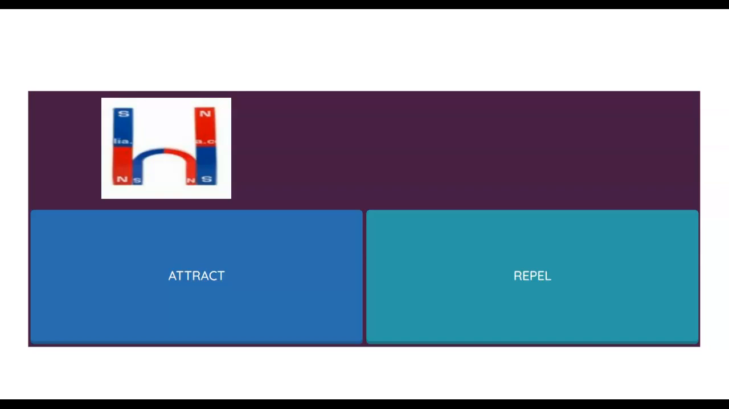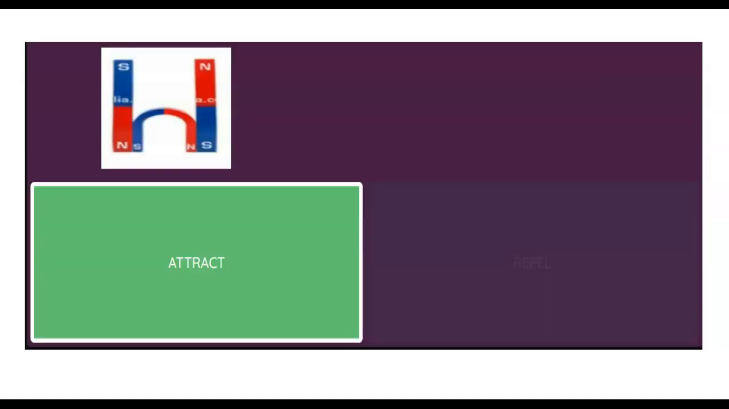Another, okay, will it attract or will it repel? Okay, let us reveal the answer. It will attract because there are opposite ends, which are the North Pole and the South Pole of the magnet.